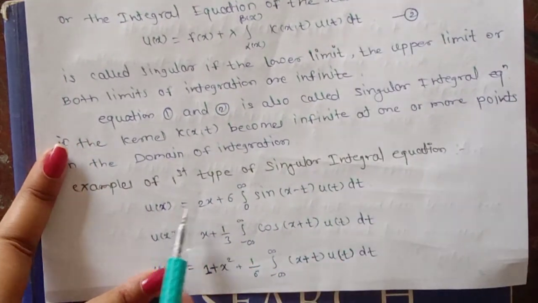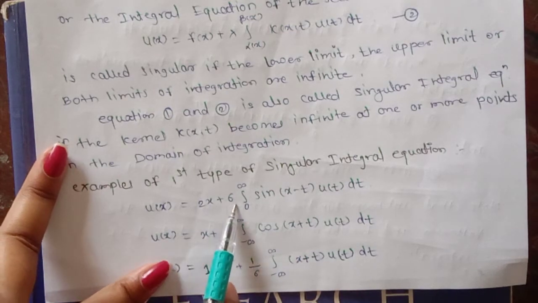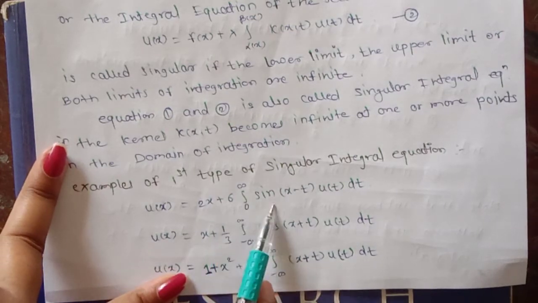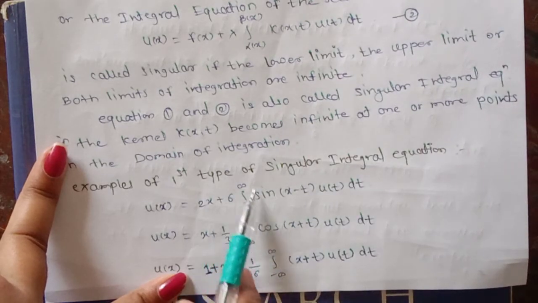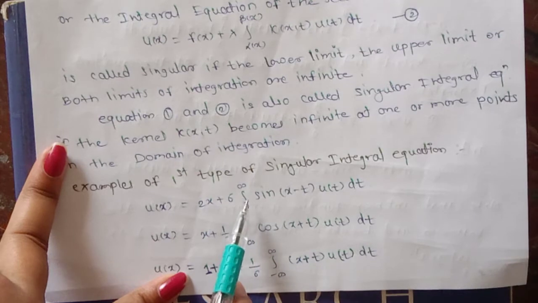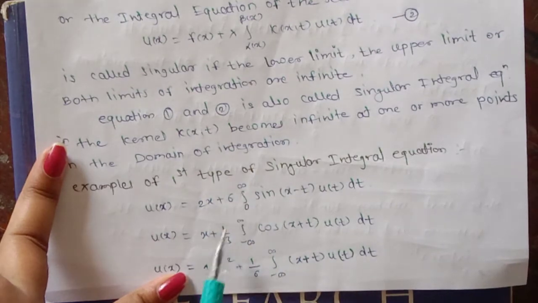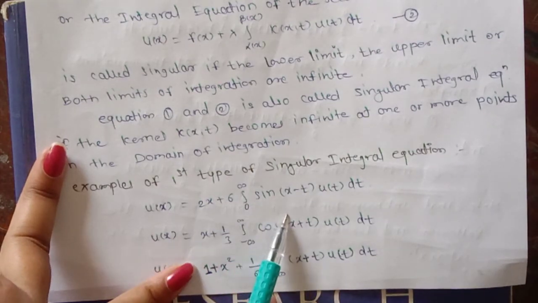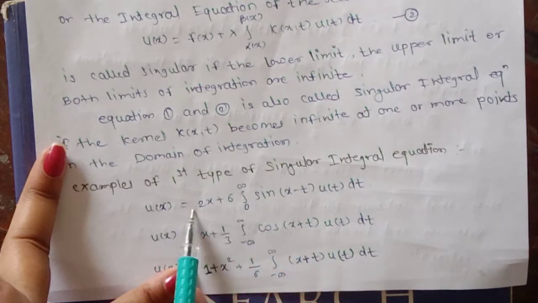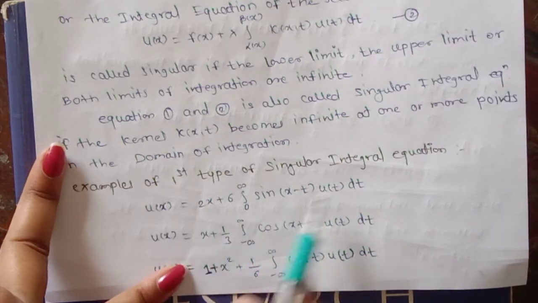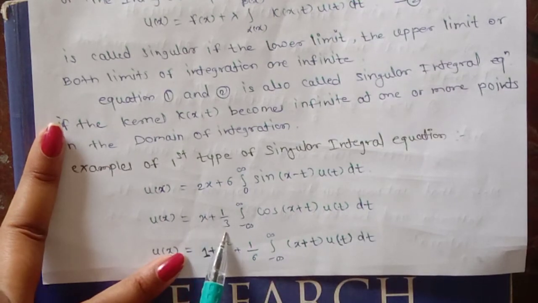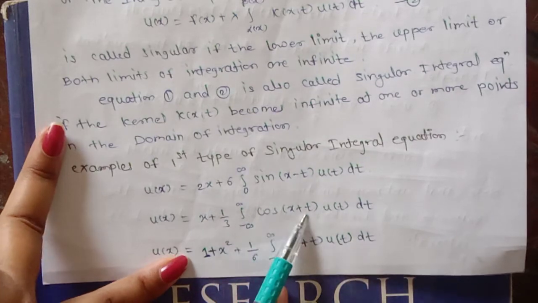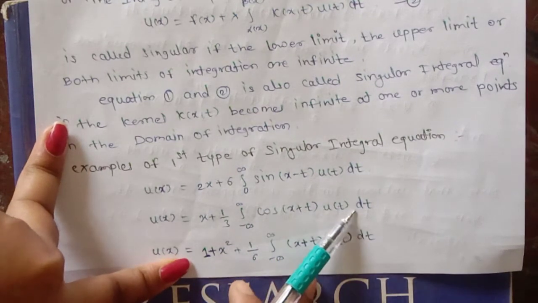First is u of x is equal to 2x plus 6 integral 0 to infinity sin of x minus t u of t dt. Now look at the limit of the integration, the upper limit is infinite. So this is a singular integral equation of the first kind. Now the second is u of x is equal to x plus 1 by 3 integral minus infinity to infinity cos of x plus t u of t dt.